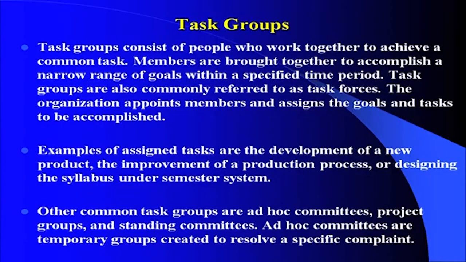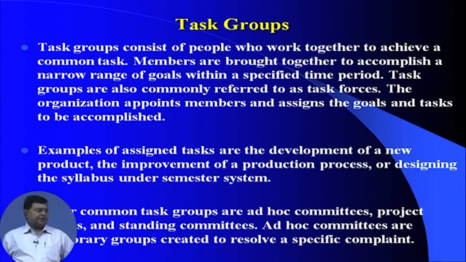What is a task group? Task groups consist of people who work together to achieve a common task. Members are brought together to accomplish a narrow range of goals within a specified time period. Task groups are also commonly referred to as task forces. The organization appoints members and assigns the goals and tasks to be accomplished. So, this group is very active. Some tasks have been assigned to them and they are supposed to perform within a given time limit.